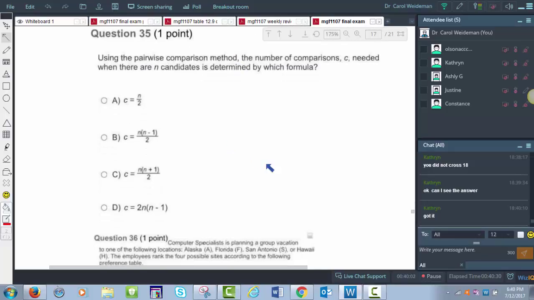Okay, so now we're in the last unit. Using the pairwise comparison method, the number of comparisons needed when there are n candidates is determined by which formula? Anybody remember that one? What was the formula that we used? Yeah, it's B. Yep.